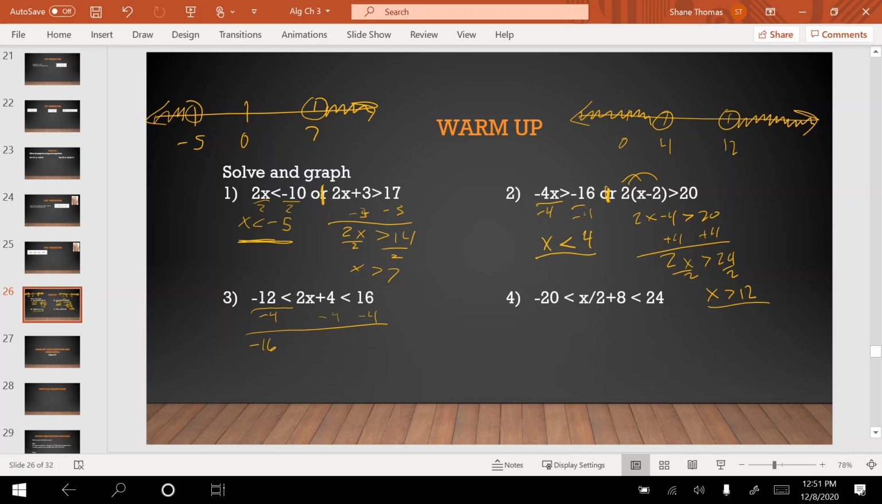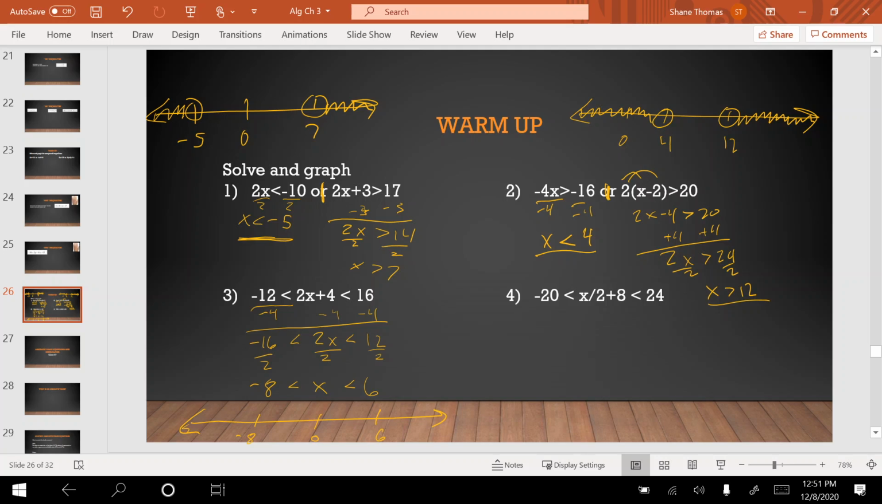So now I have negative 16 is less than 2x is less than 12. Then from there, I need to divide by 2 to get x by itself. So I divide by 2 there and do it everywhere. So negative 8 is less than x is less than 6. Then I graph it. 0, 6, negative 8. I have an open dot at negative 8, an open dot at positive 6, and I color in between.